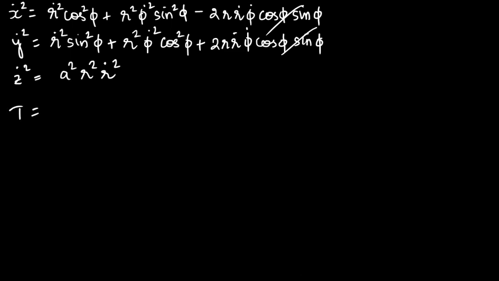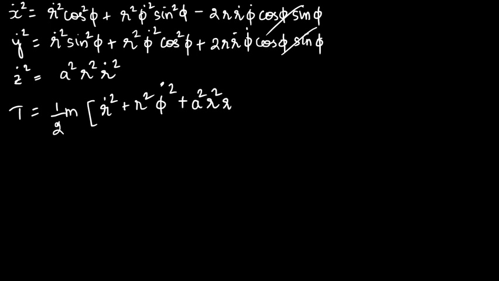So now if I write my T, kinetic energy, I will get half m into r dot square plus r square phi dot square plus a square r dot square. And similarly, my V is mgz. So I have found z in terms of our cylindrical coordinates. So my V will be mga r square by 2.